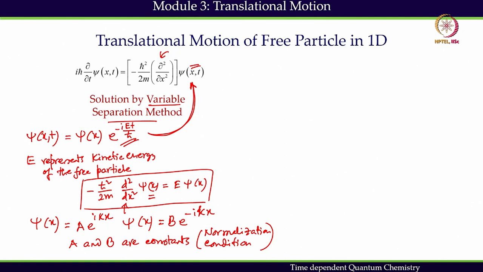And we can prove very easily that if I know the kinetic energy of the particle, I will be able to get to know k as well. So, k is going to be square root of 2mE by h cut square. I can prove that if I plug this form into this equation, what do I get? I get A i k e to the power i k x.